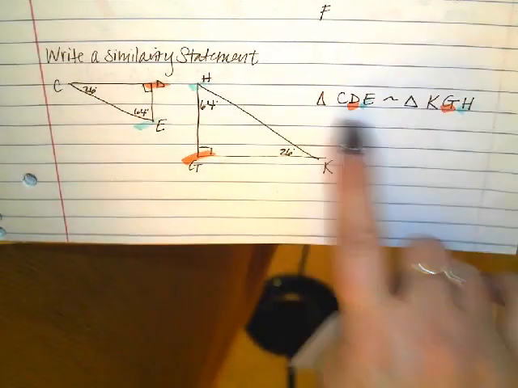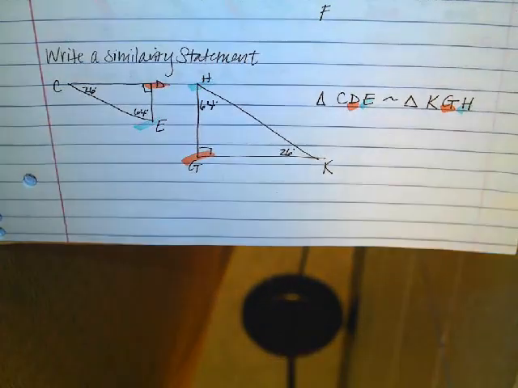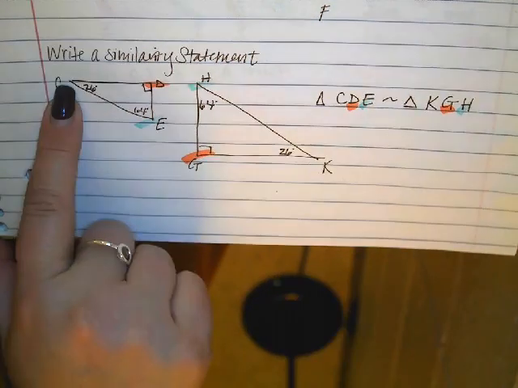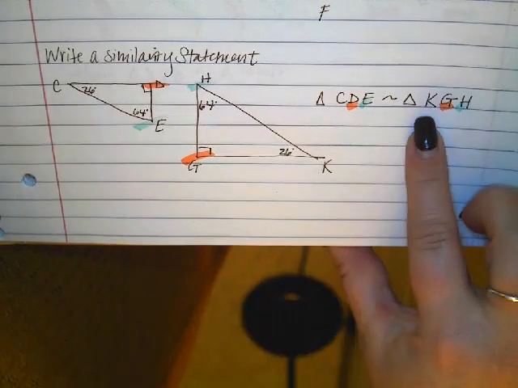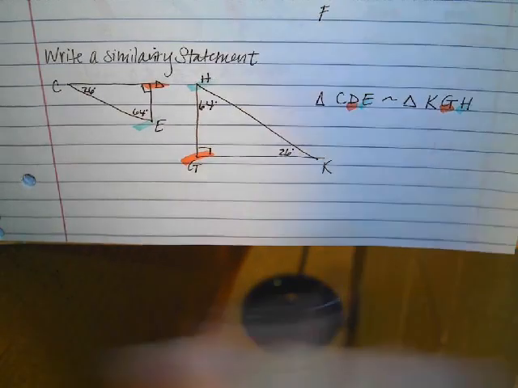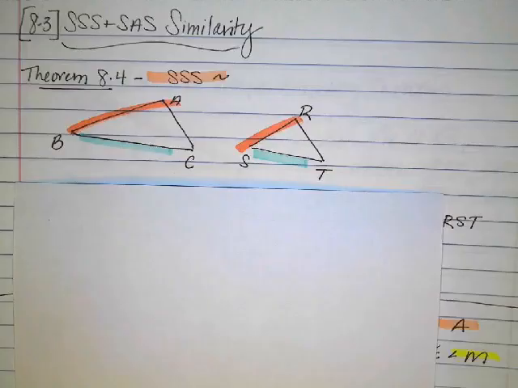So when I write out this similarity statement, I have to have matching pieces. So I chose to go C first, which matches with K. So K has to lead that statement as well. So really, again, it's all about those matching pieces.